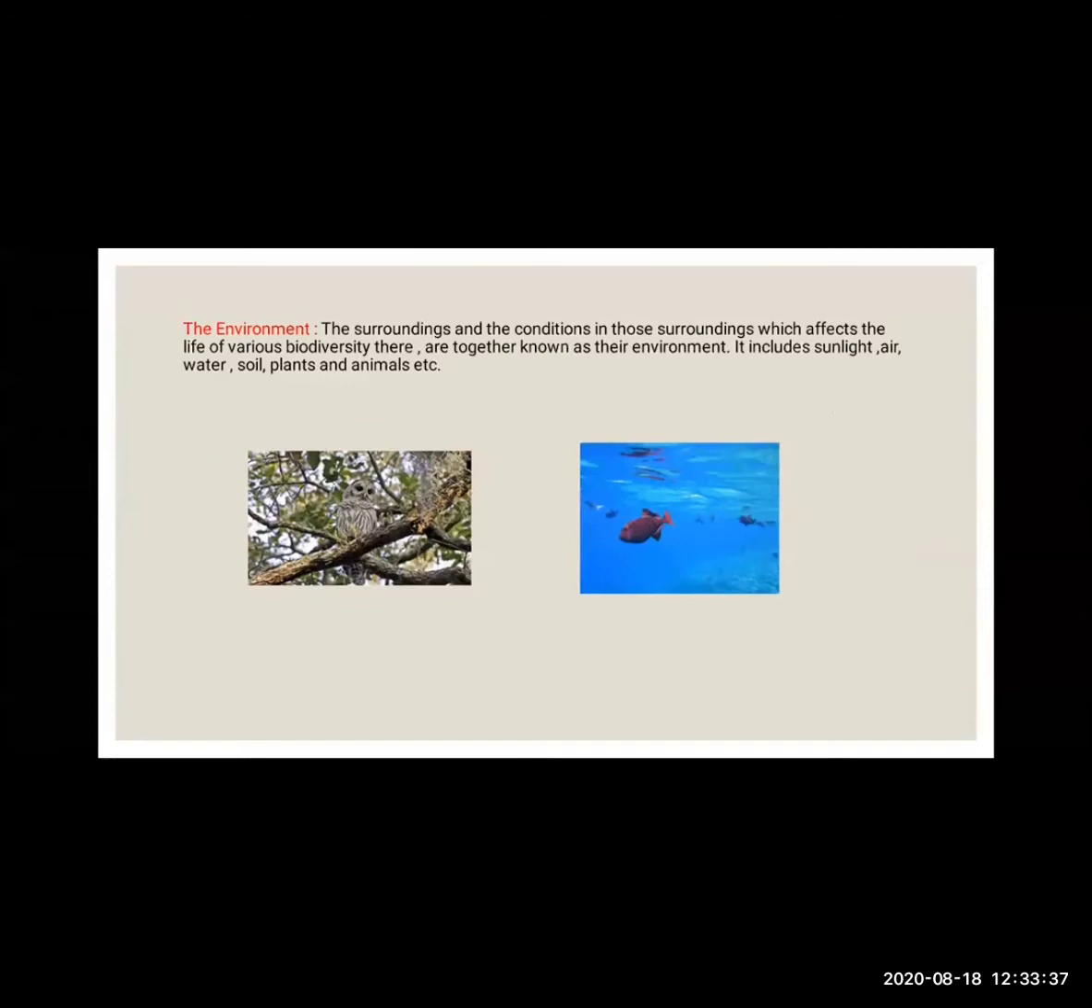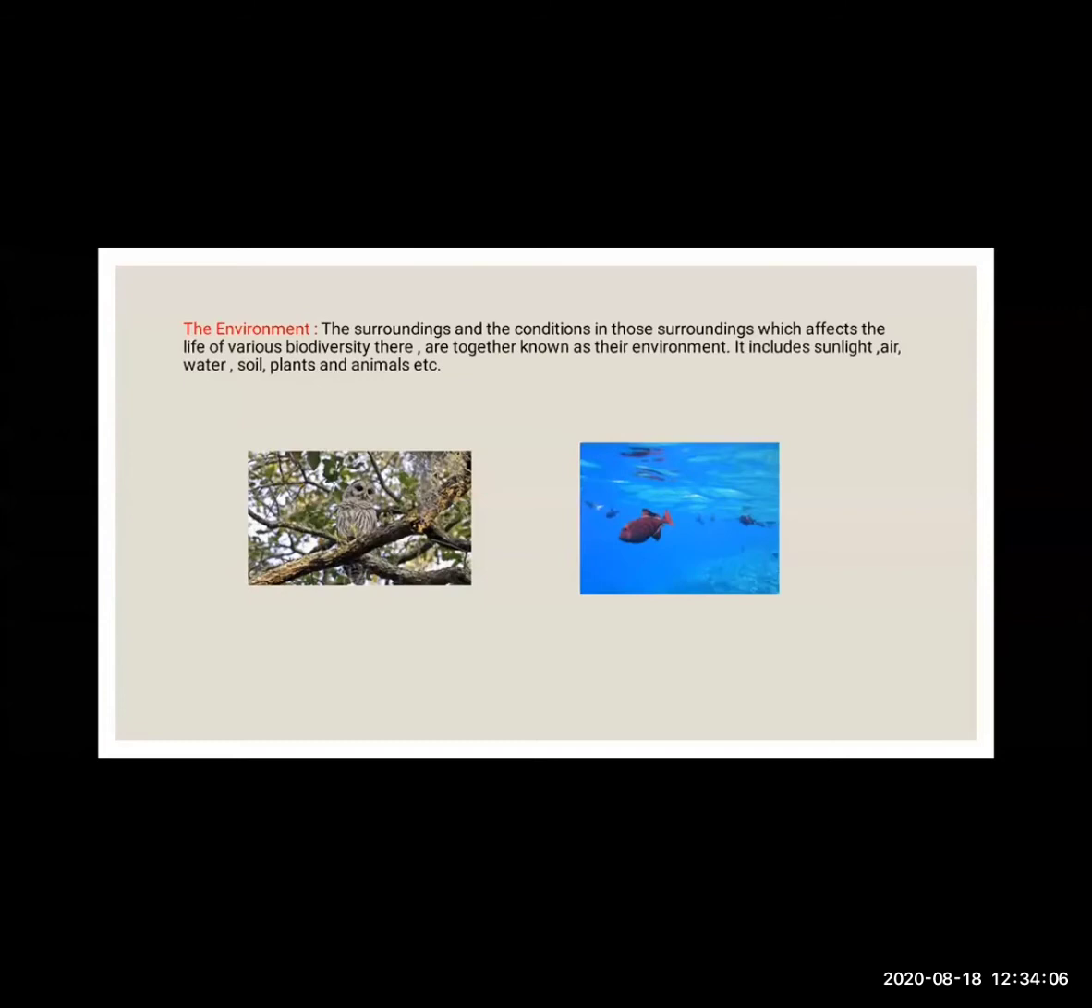Now we will see about the environment. The surroundings and the conditions in those surroundings which affect the life of various biodiversity there. Bio means what? Life. And diversity means what? Variety. Understood clearly everyone? Okay. These together are known as the environment. The life and varieties of life around us, what do we call it? It's called an environment.